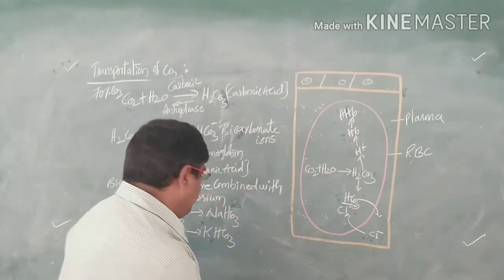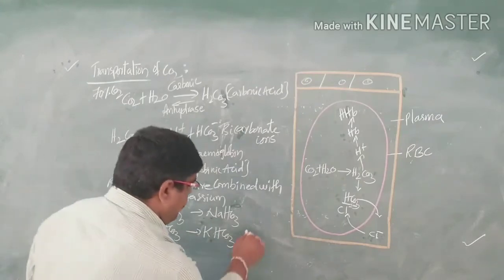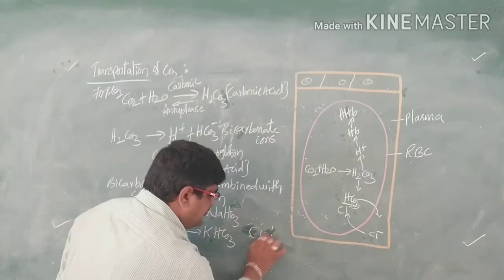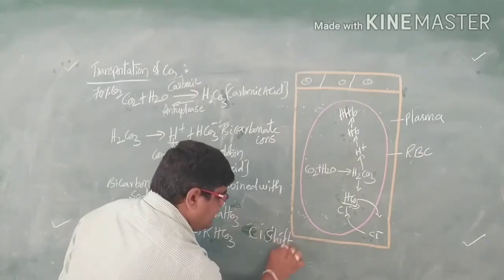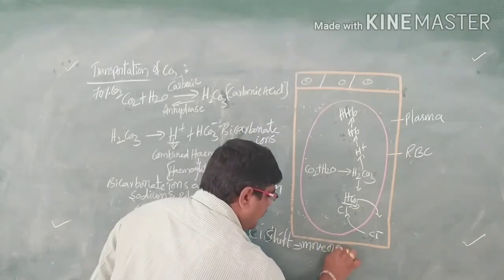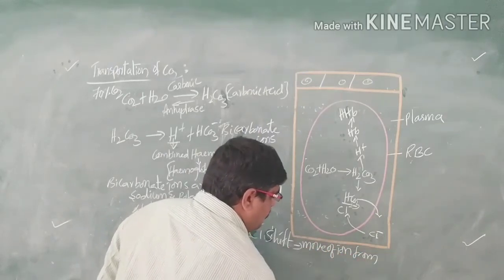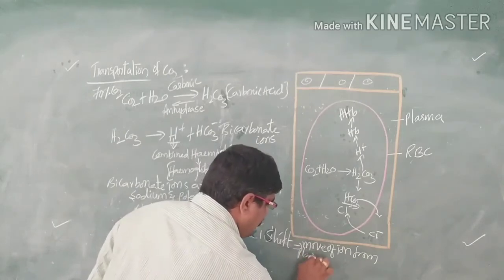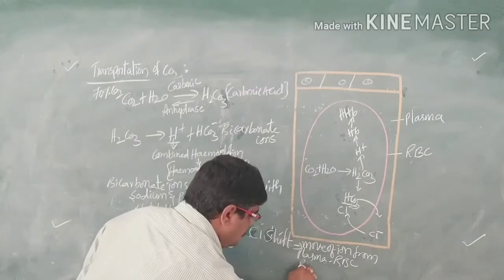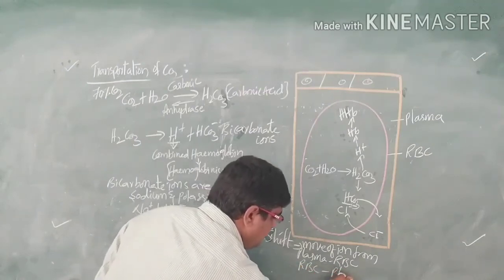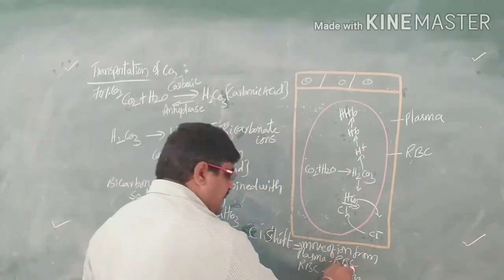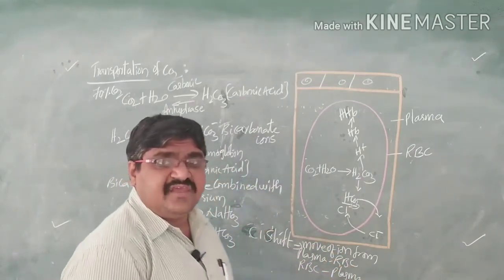That means the shifting of chloride, we can call a chloride shift. What does a chloride shift mean? The movement of ions from plasma to RBC, and again from RBC to plasma, and again plasma to RBC. Here is the shifting of the chloride ions.